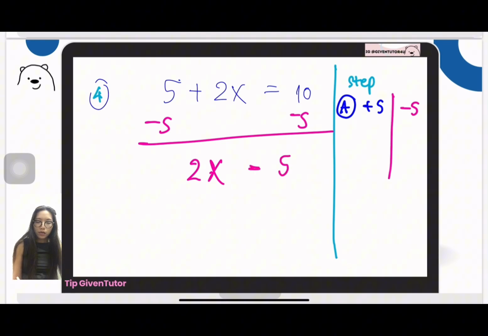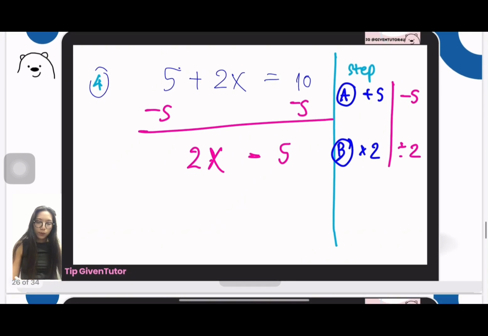So step B, what we have right now is times 2, right? And then the reverse will be divide by 2. After that, it will be divide by 2, divide by 2, so 5 divided by 2.